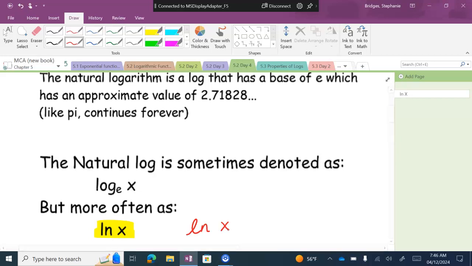Okay, that's ln, not in. Why do they call it ln instead of nl? I don't know. That's just the way it is. I get that question every year. Why don't they call it nl for natural log instead of ln? I have no idea.